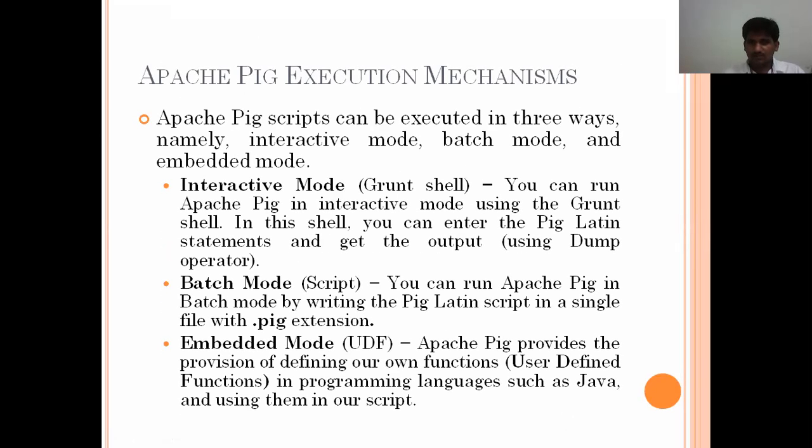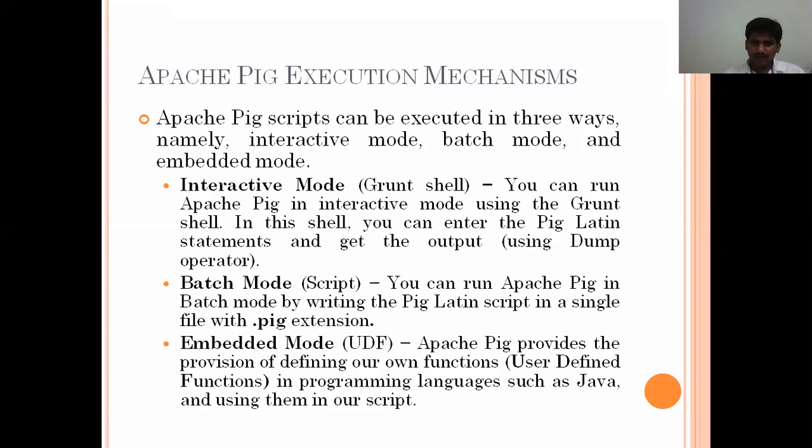So that is interactive mode. We can run Apache Pig in interactive mode by using the Grunt shell. In this shell, we can write the Pig Latin statements and get the output by using the dump operator. Here also we have a lot of operators, data types, and variables available, just as other languages have variables, data types, and operators. Here also we have various types of operators and commands, and we can see everything one by one. By using the dump operator, we directly run the Apache Pig script in interactive mode using the Grunt shell.